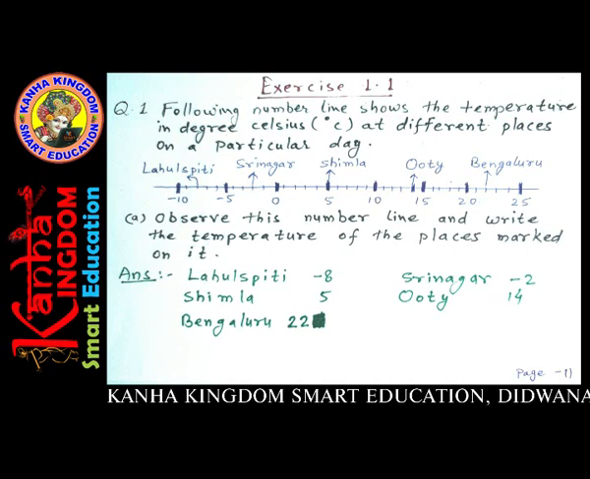Next is Shimla. The temperature of Shimla shown in this number line is 5. Then Ooty. Ooty is situated on the right side from 10. The right side temperatures are larger numbers, so 10, 11, 12, 13 and 14. 14 is the temperature of Ooty. Then Bengaluru. Bengaluru is situated on the right side from 20. Right side the larger numbers, 20, 21, 22. 22 is the temperature of Bengaluru.